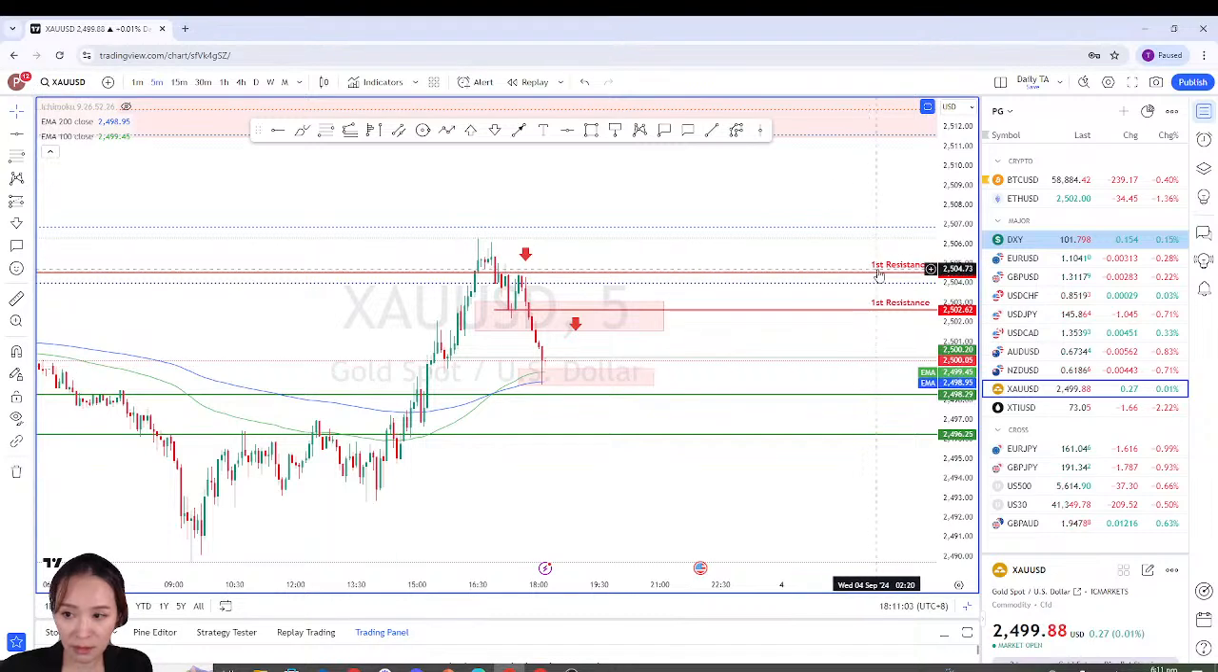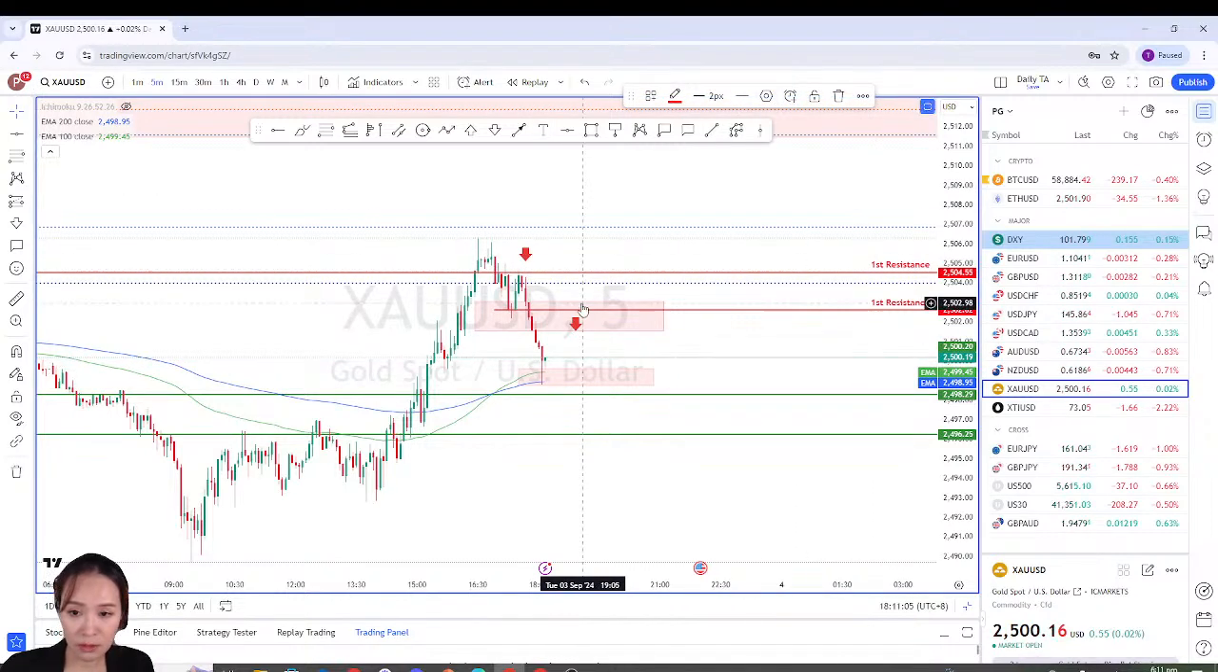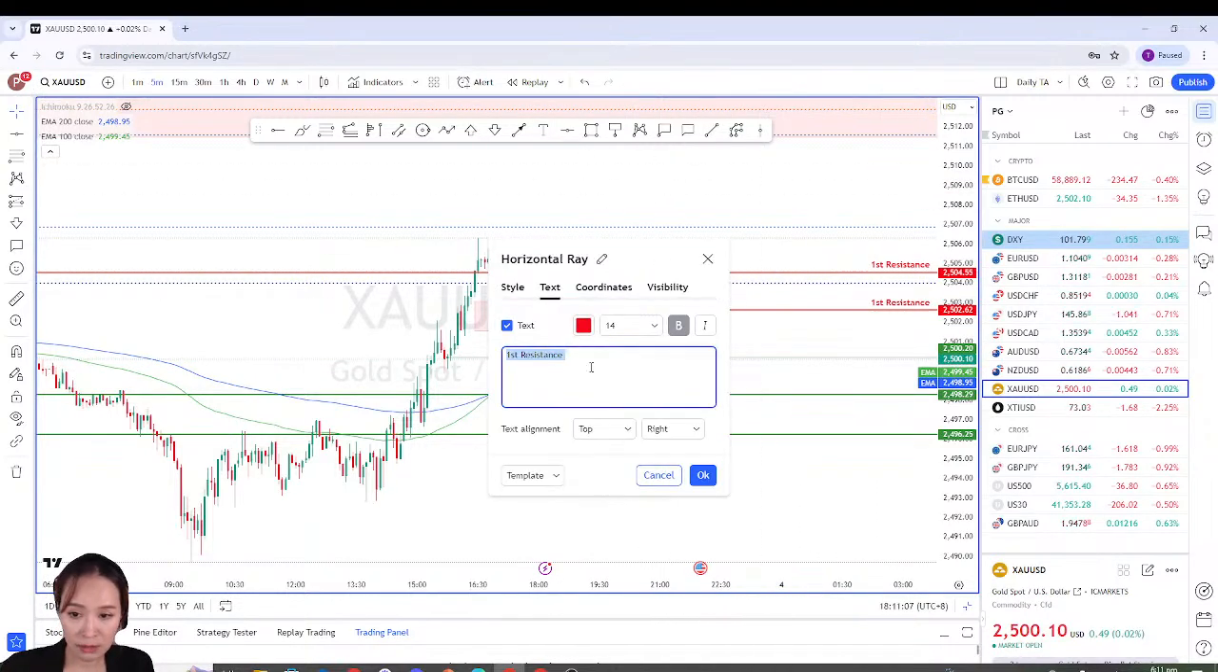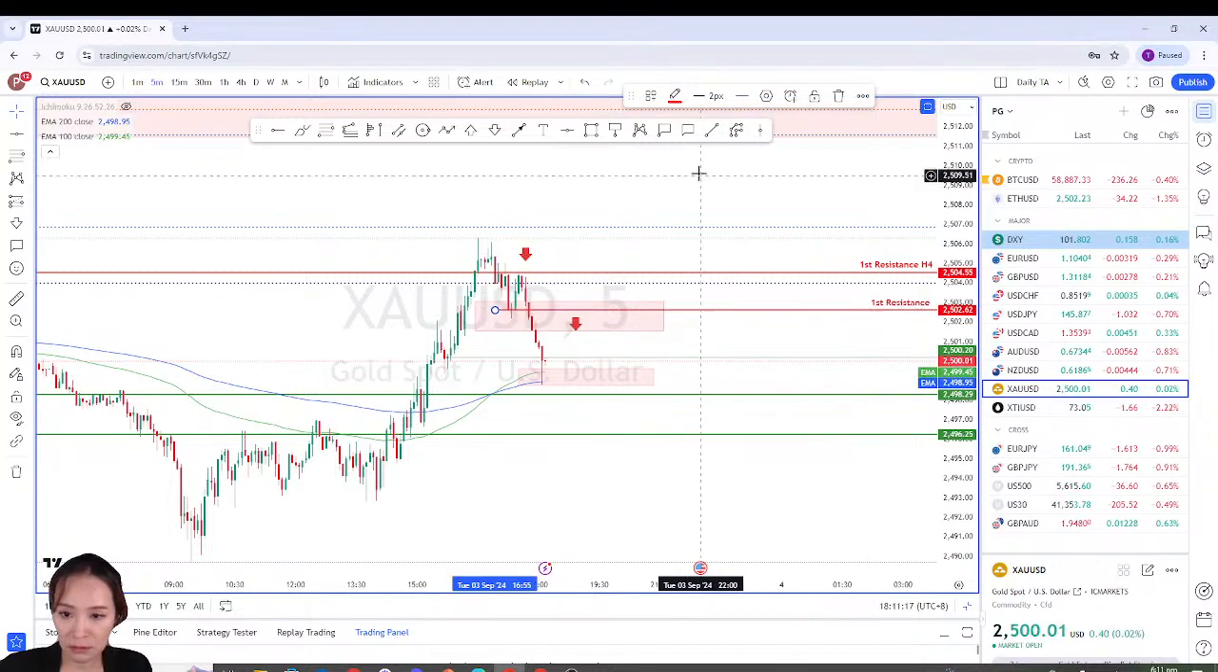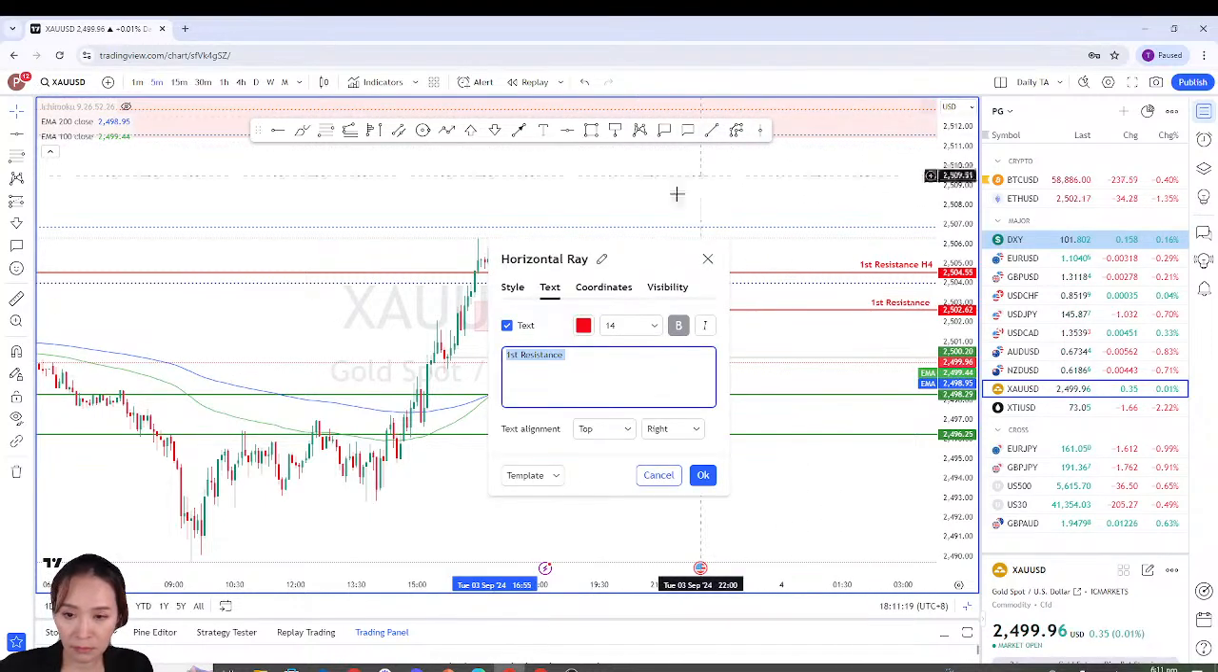If it doesn't pull up here, that doesn't matter, because there will be strong selling right there from the first resistance in H4. I will just put it here, so at least you know that this is H4. This is resistance, which is M5.